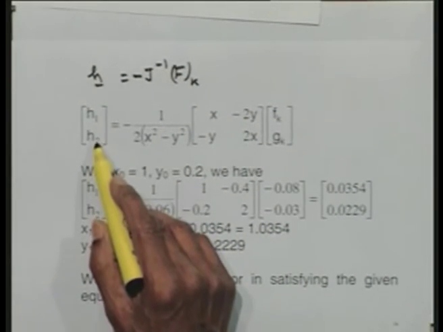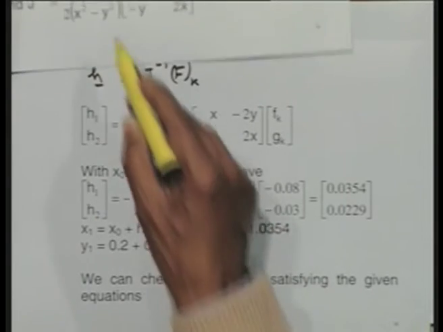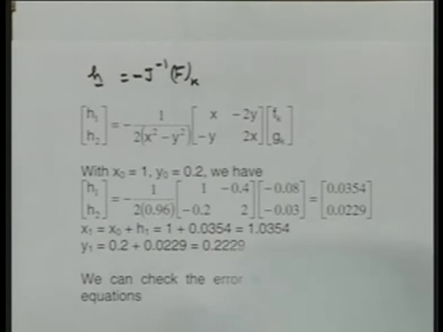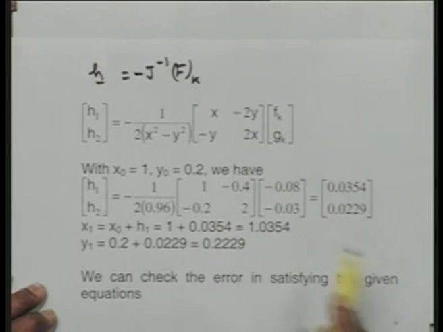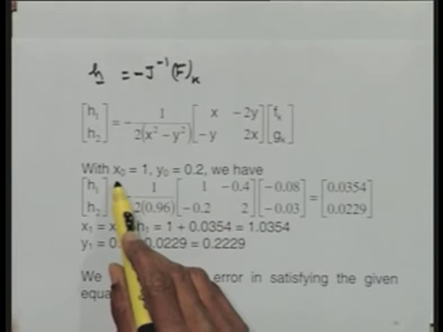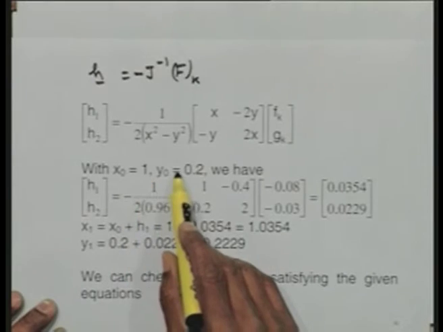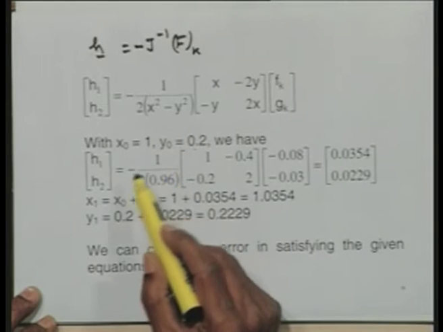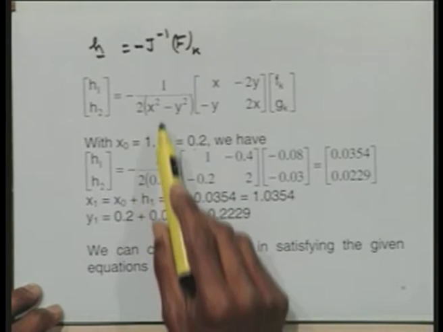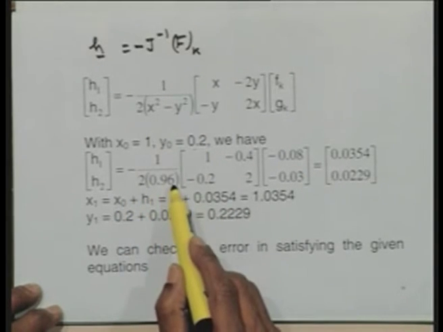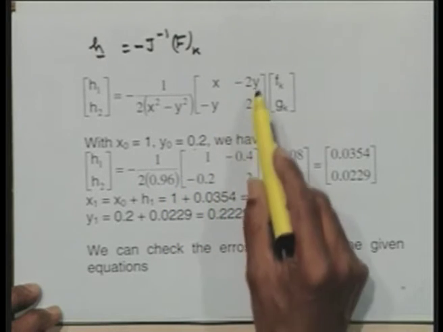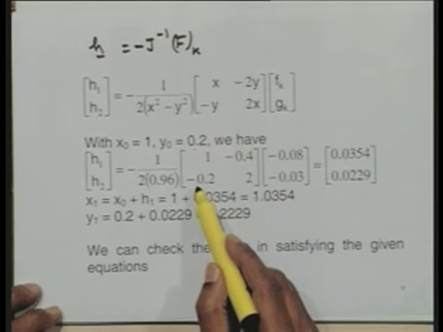Now we have h equal to h1 h2, and we have just evaluated the J inverse. So I substitute it here: 1 upon 2x squared minus 2y squared, and the Jacobian inverse is this that we have just written. Now I will substitute the initial values, x0 is 1, y0 is equal to 0.2. Then it is a simple matter of computation. So this is 1 divided by 2 times x square minus y square; setting x as 1, 2x is equal to 2, minus 2y is minus 0.4, minus y is minus 0.2.